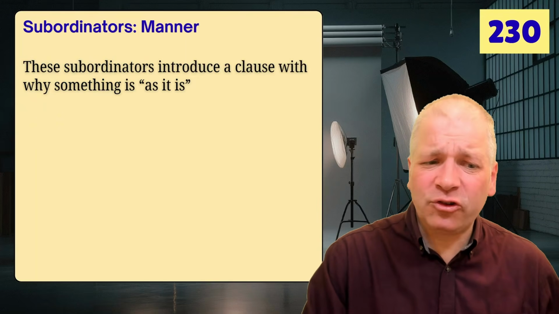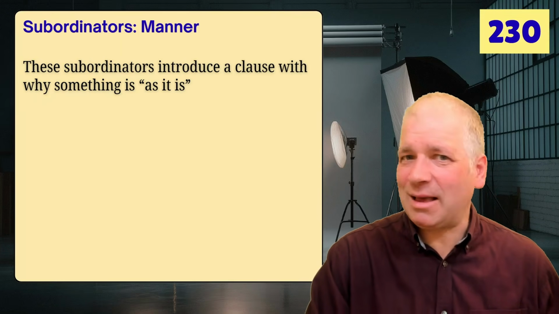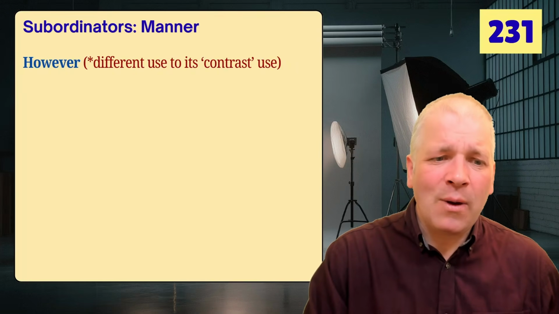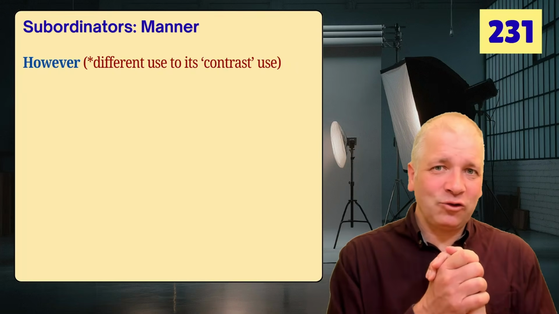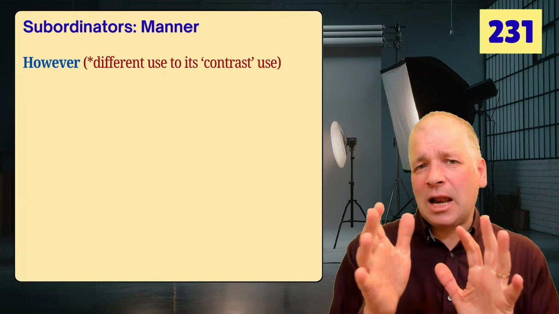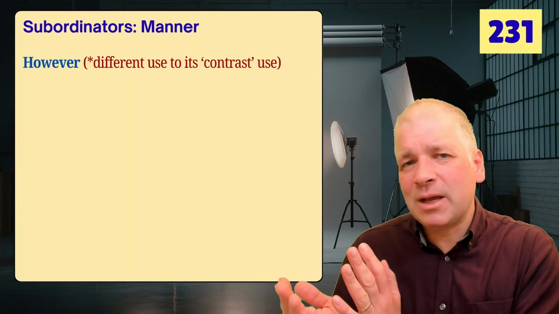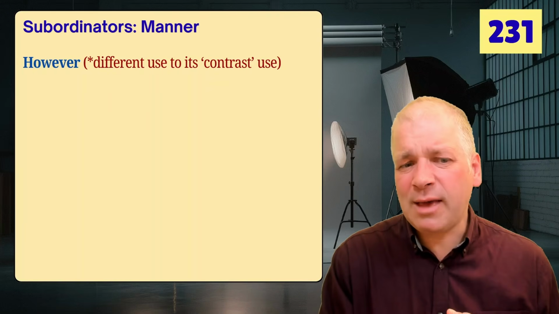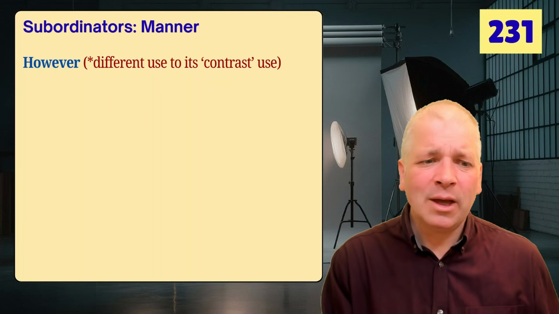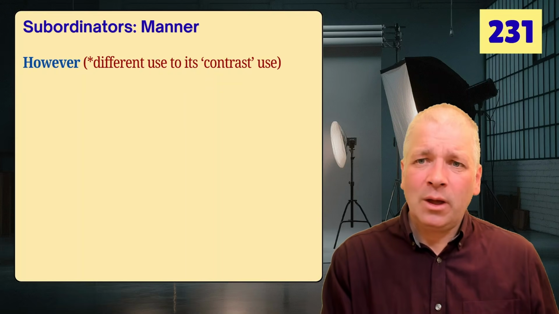Subordinators of manner introduce a clause with why something is as it is. So, however. Now, however here is different to its contrast use. However can be what's called a conjunctive adverb that we'll come to a bit later. It's like a subordinator, but where two sentences are connected. This, however, is different. This, however, is talking about manner.